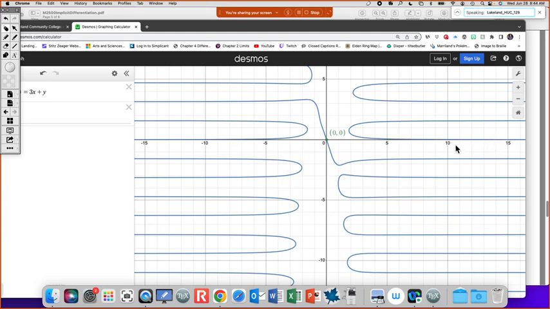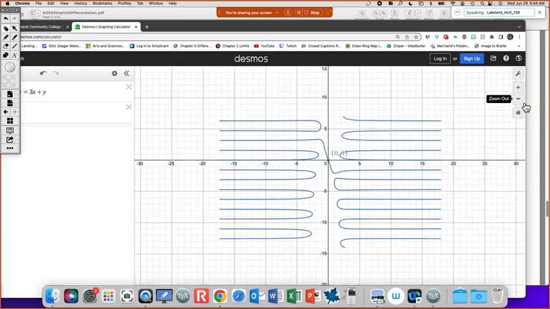But let's zoom out and check this out. All right? There's all kinds of craziness going on. Shouldn't be too surprising because you've got y inside the sine. And we know that sine repeats itself like every 2 pi units. So there's periodic stuff going on there.